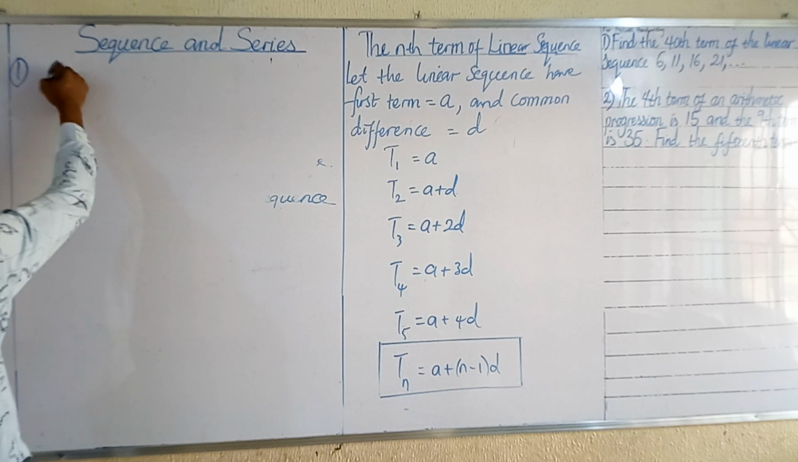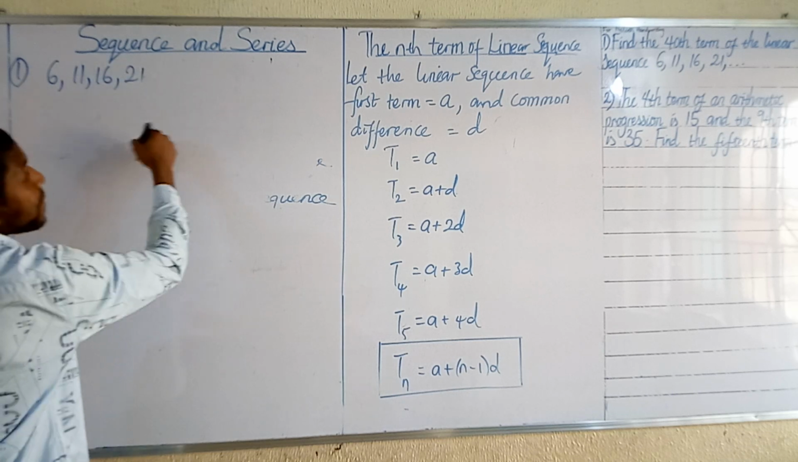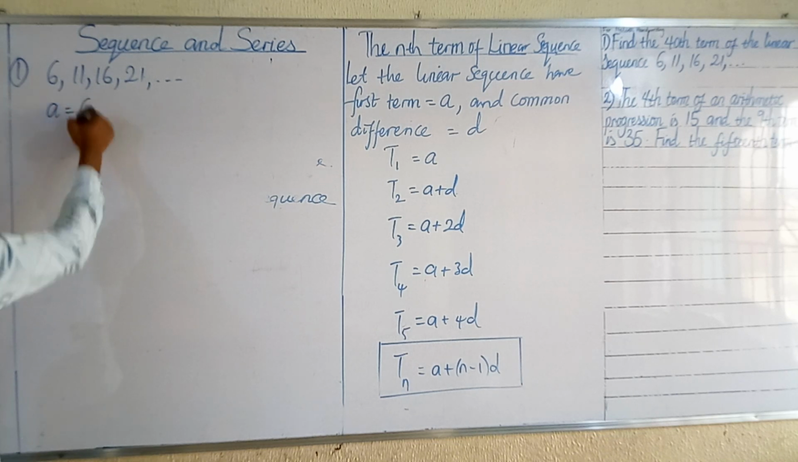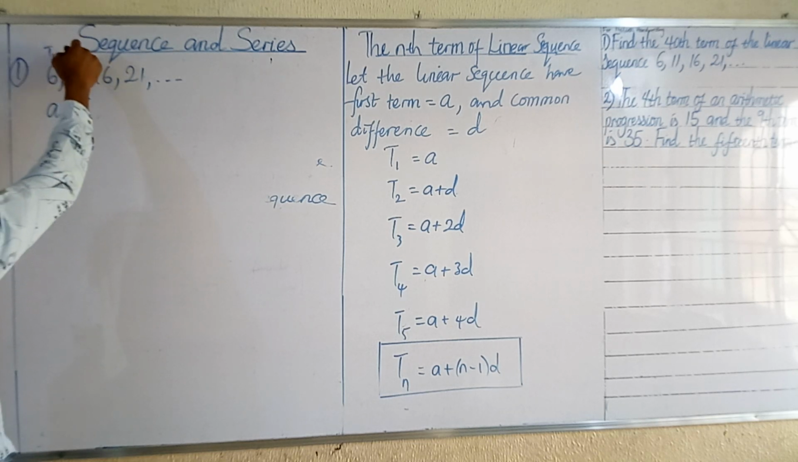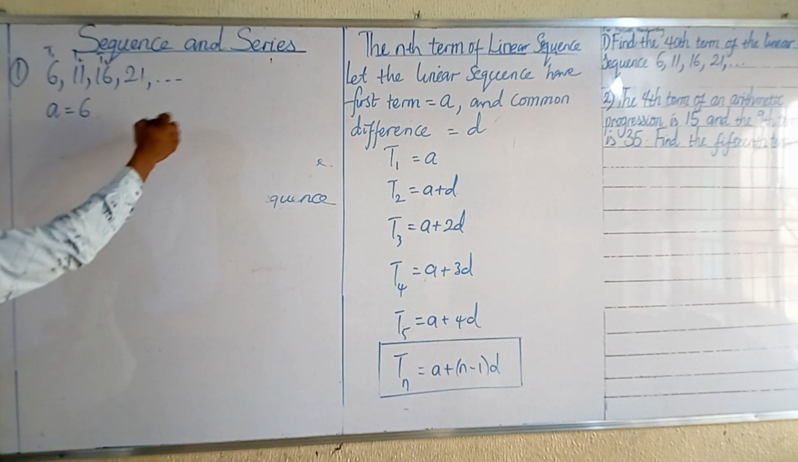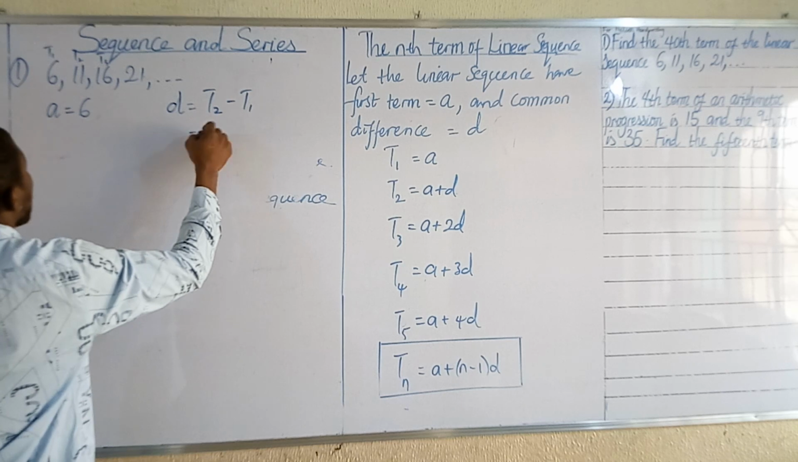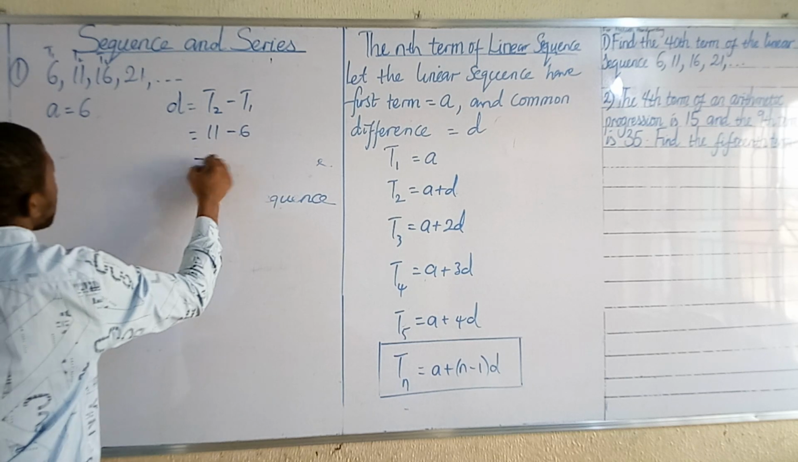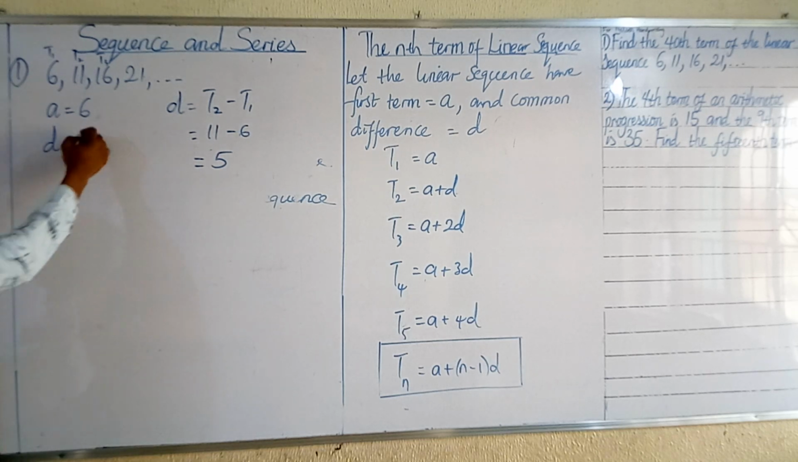Okay, the sequence is 6, 11, 16, and 21, continuing indefinitely. From this sequence, my A is equal to 6. Okay, remember that this is T1, that is first term, then T2, T3. Alright, how do we get the common difference? Common difference is gotten from T2 minus T1. Our T2 is 11, minus T1 which is 6. 11 minus 6 is 5. So, common difference is 5. So we are putting the first term and the common difference.